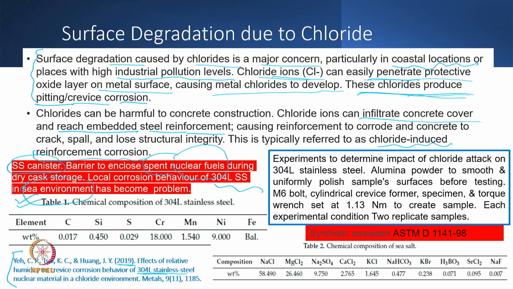Of course, the chemical composition of 304 stainless steel has been given: very low percentage of carbon, relatively high percent of silicon, and chromium has been kept very high, nickel very high, and manganese also very high. So, this is a really good material, and it should have good chemical resistance, but unfortunately, because of the chloride ion environment, it fails, and that is a major issue. So, they did an experiment to find out the real impact of the chloride attack on this material.